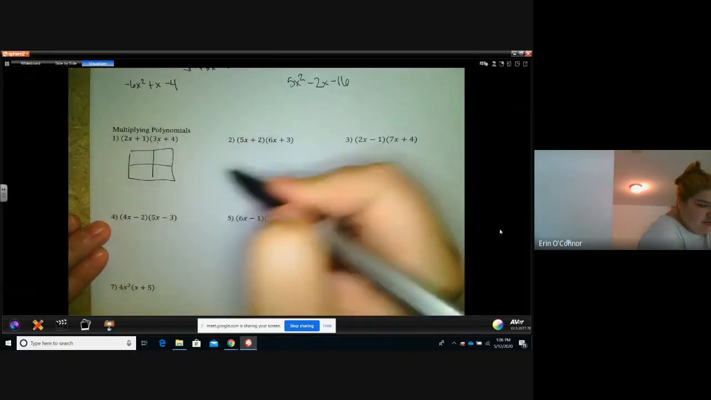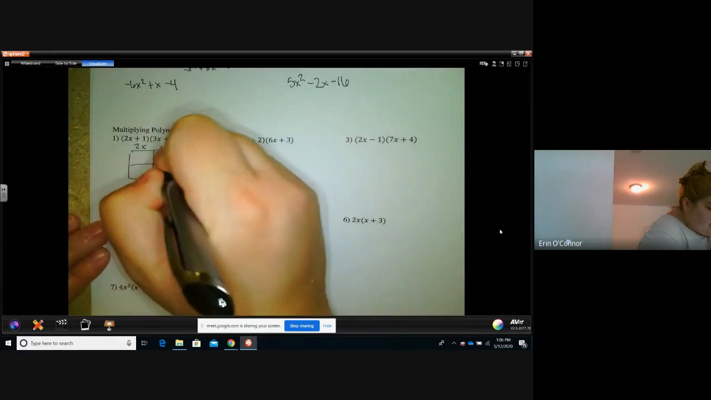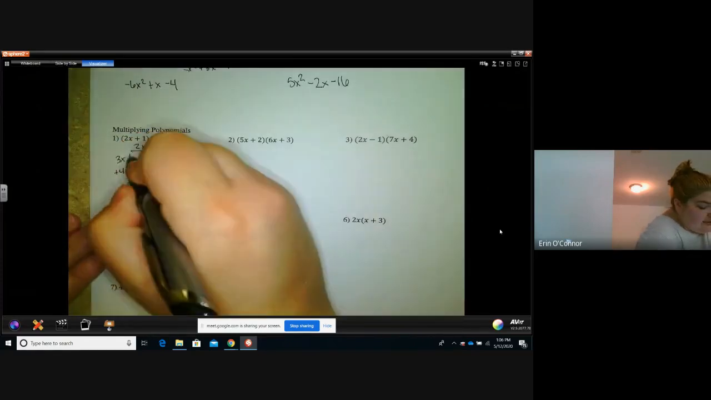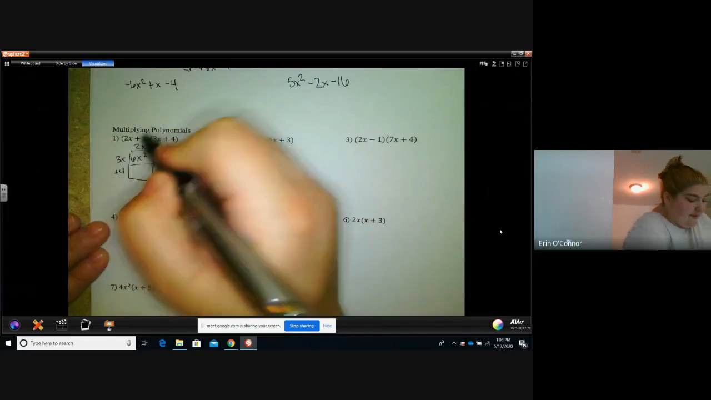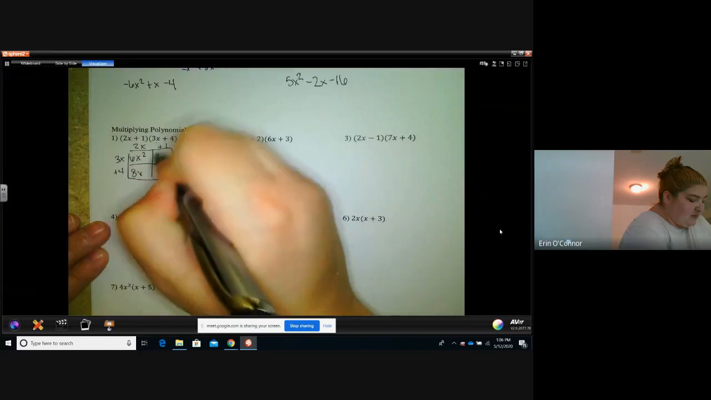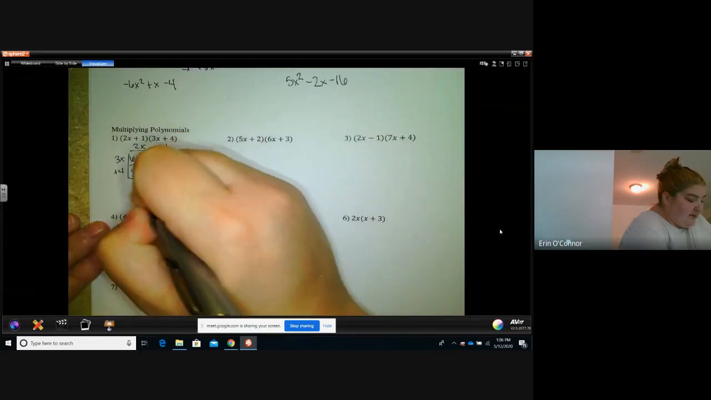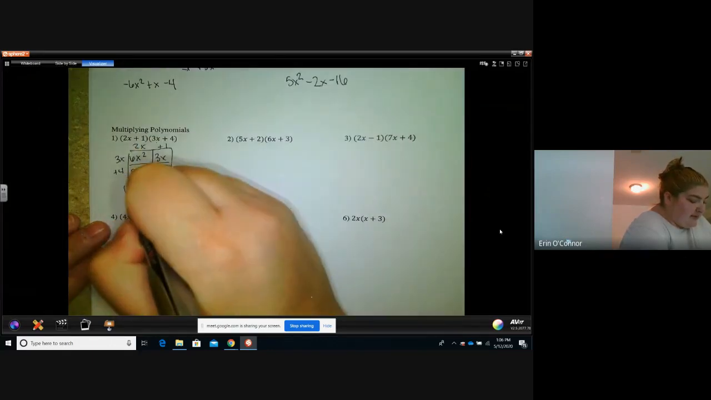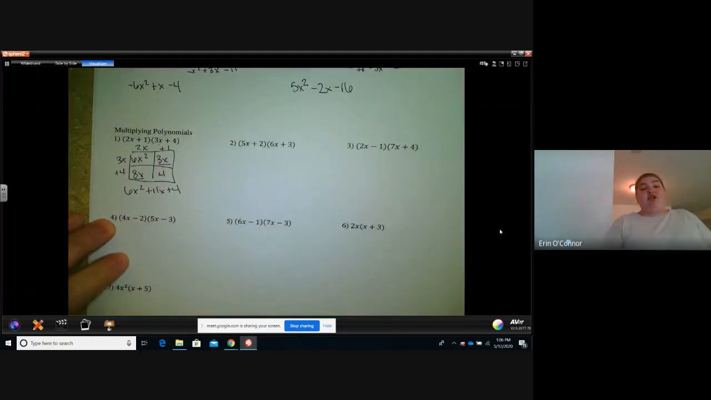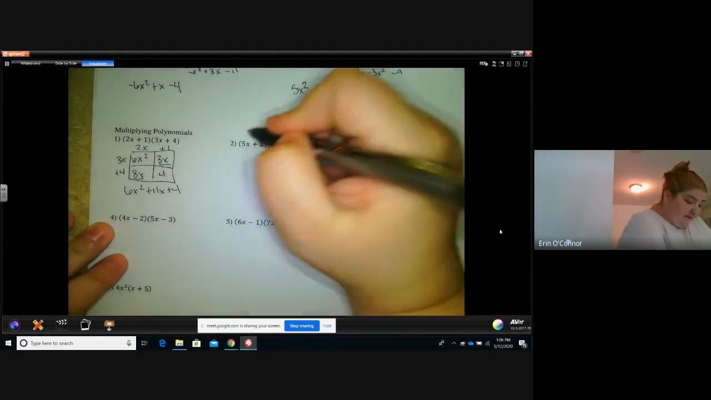So I need a 2 by 2 square, 2x plus 1, 3x plus 4. 2 times 3 is 6, x times x is x squared. 3x times 1 is 3x, 2x times 4 is 8x, 1 times 4 is 4. We combine like terms, and I get 6x squared plus 11x plus 4. Now you might choose to do that the whole time, and that's perfectly fine, or you can foil.